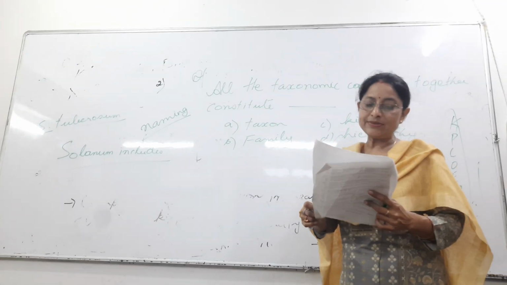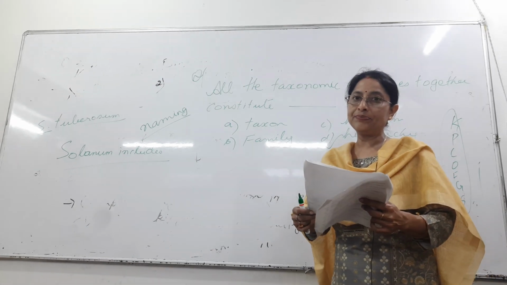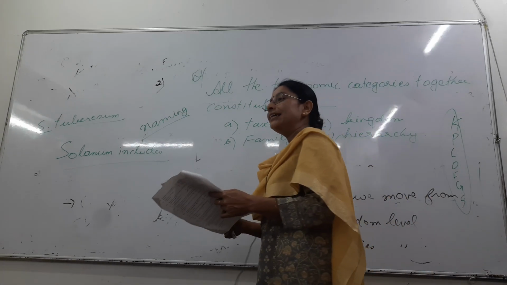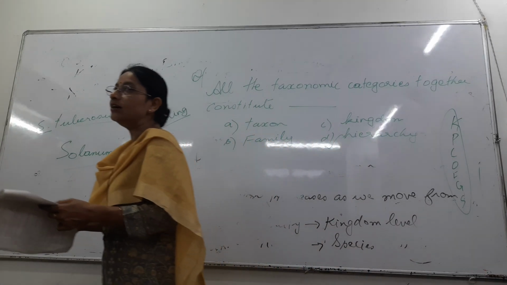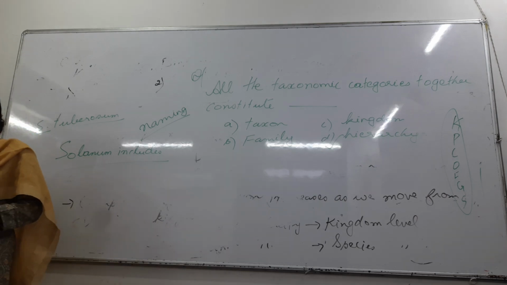The naming system that is practiced by biologists all over the world was given by Carolus Linnaeus. Yate binomial nomenclature word to didia nai, right? So it's Carolus Linnaeus.